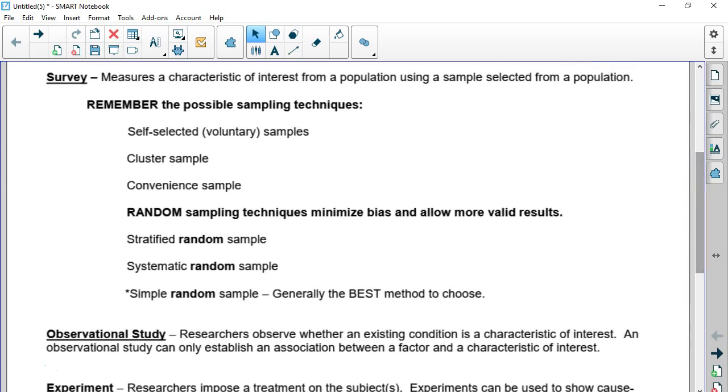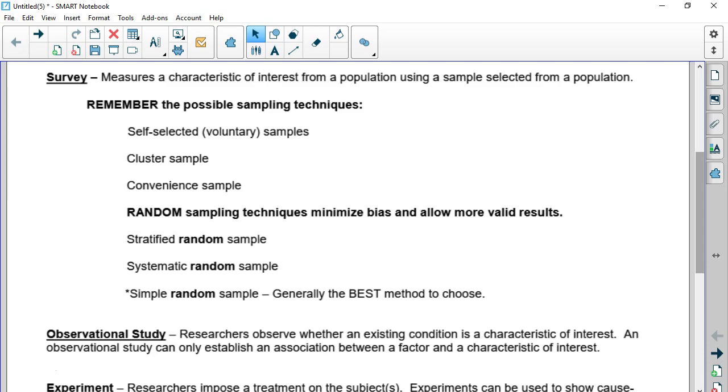So, a survey measures a characteristic of interest from a population using a sample selected from that population. Now remember, way back at the beginning, there are different possible sampling techniques. Self-selected or voluntary. That's like a principal sending out a survey to all the students. Whoever decides to participate, participates. A cable TV company sends out a survey to all their customers. Whoever decides to participate, participates. Again, remember, those are often biased, because usually only people who are strongly feeling one way or the other, positive or negative, do that.